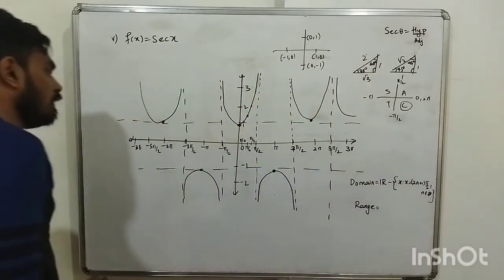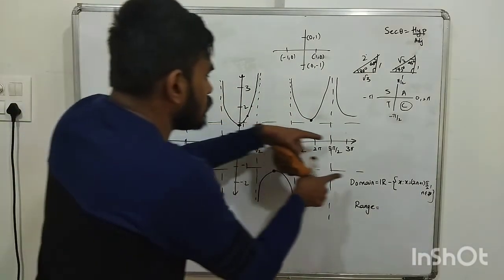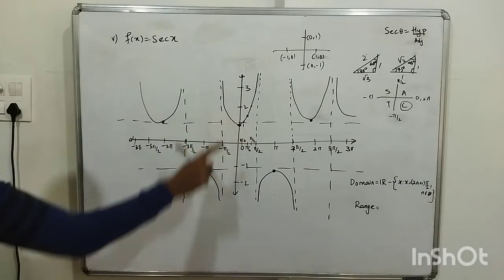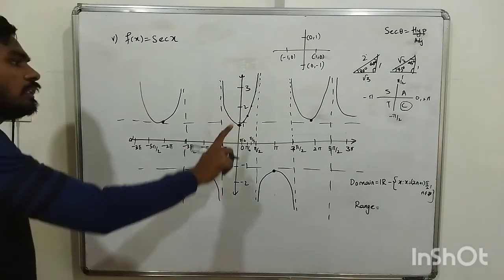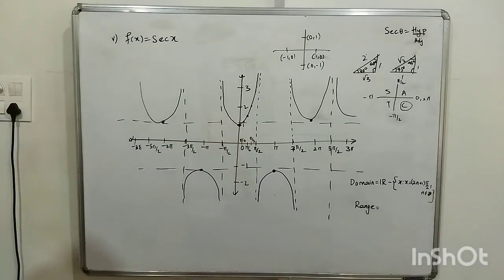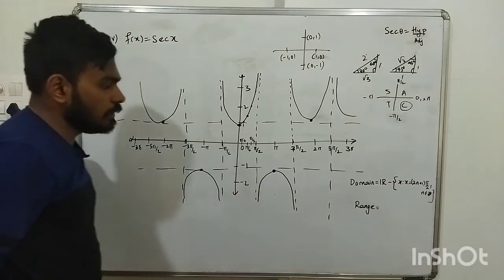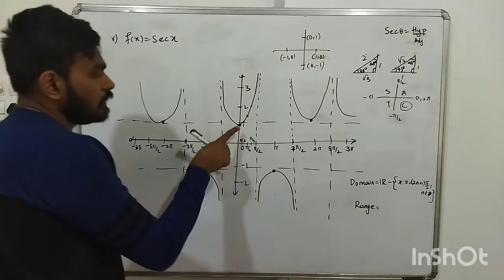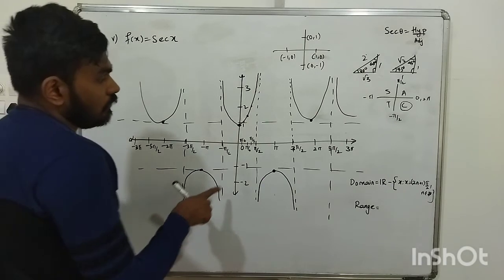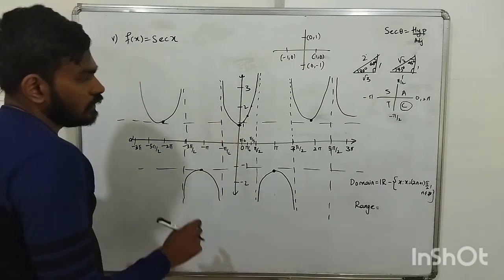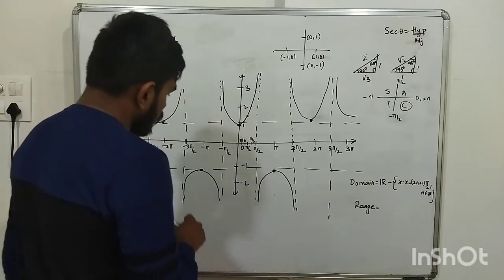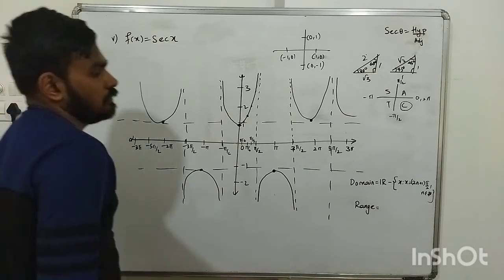And range will be what? In the range, now if you see properly, this all part is excluded. That is from where to where? Minus 1 to 1. And even minus 1 and 1, check whether they are there. Minus 1 and 1, yes, they are there. For example, sec of 0 is 1, correct? And sec of minus pi is minus 1. That's why those are there.